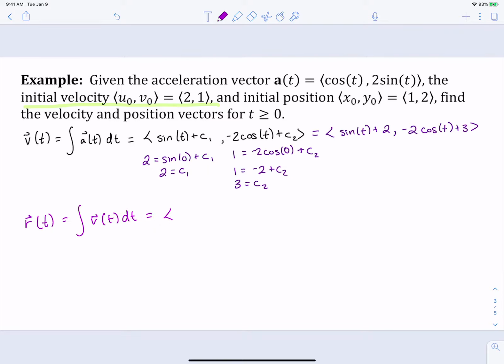So again, it's going to be back up over here, and it's going to be the integral of each piece. So we're going to get negative cosine of t plus 2t, and then plus some constant. And then just so we don't get confused, we'll call the constants here d, or you could call them C3 and C4. It's totally up to you. You could call them whatever letter you want. We're just going to use a letter so we don't get confused. And then minus 2 sine of t plus 3t plus d2.